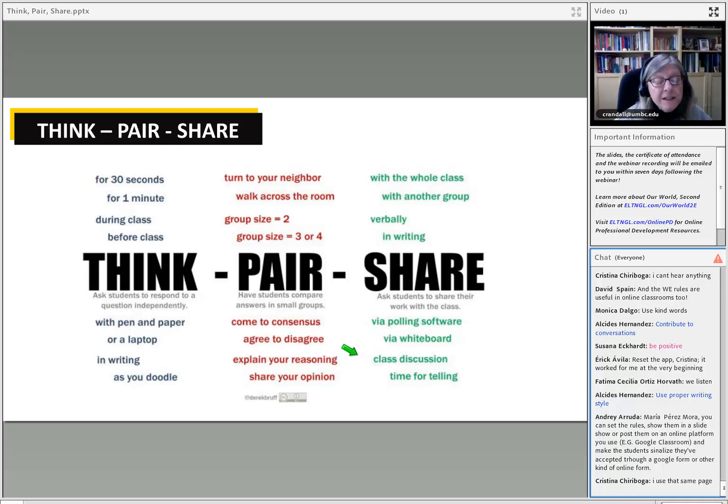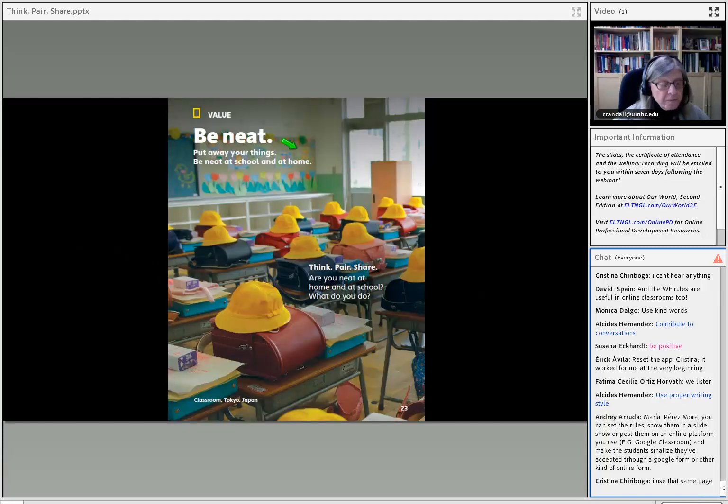And one other thing, today, many people actually increase this part to have two pairs. So one pair then talks to another pair, and that's called then a square. So it's think, pair, square, share. Now, why is this so valuable?